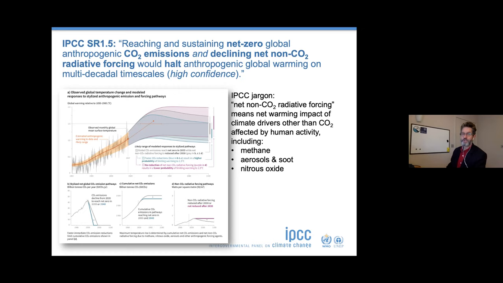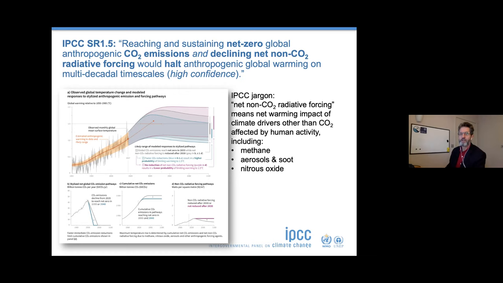This is one of those negotiated sentences in the summary of the IPCC 1.5 degrees report. You can always spot negotiated sentences because they have slightly peculiar words in them, like halt. The reason it's halt is because some governments were unhappy with us saying would stop global warming. I think it's fair enough, because technically it wouldn't stop global warming forever, but it would halt global warming, certainly for a few decades, on a century time scale.